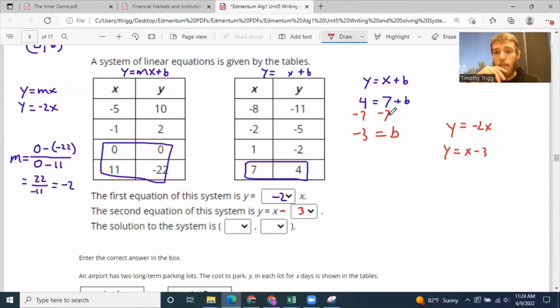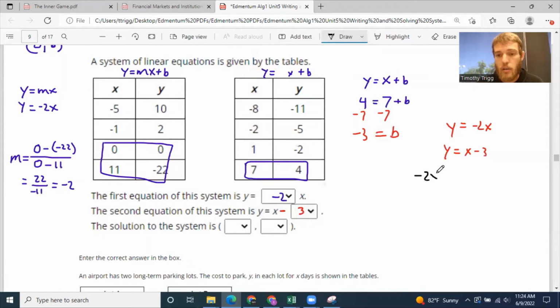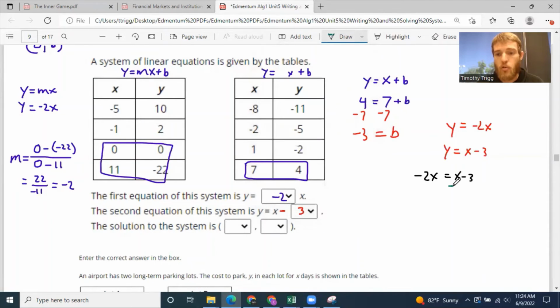Well, you could graph them and then just wherever the intersection is, that's your answer. But using substitution, we would put them equal to each other. So negative 2x equals x minus 3. And then we want to solve for x here. So the next thing I'm going to do is subtract x on both sides of the equation, giving us negative 3x equals negative 3.